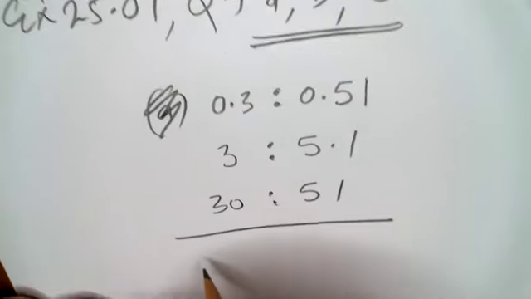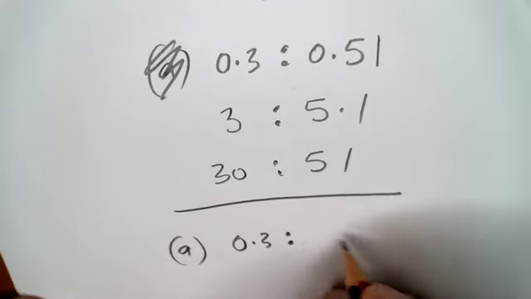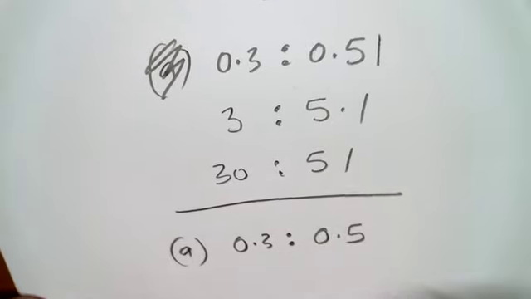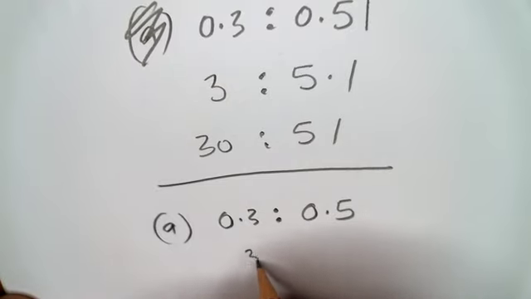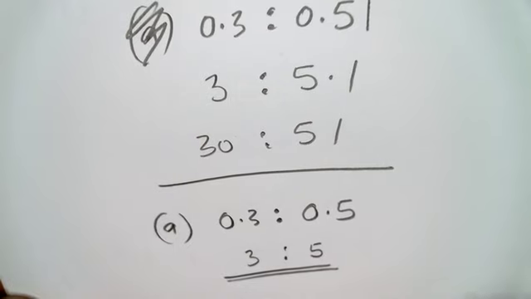So now let's do A. Here's A, and it was in fact 0.3 to 0.5. So I'm multiplying it by 10. I'm going to get 3. Multiplying this by 10, I get 5, and there's my ratio. Nice and simple. I can't simplify this any further. That's the answer. All right, let's have a look at B.